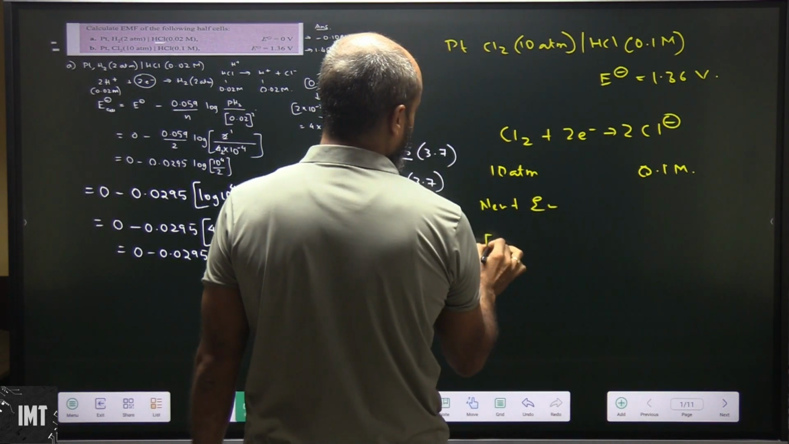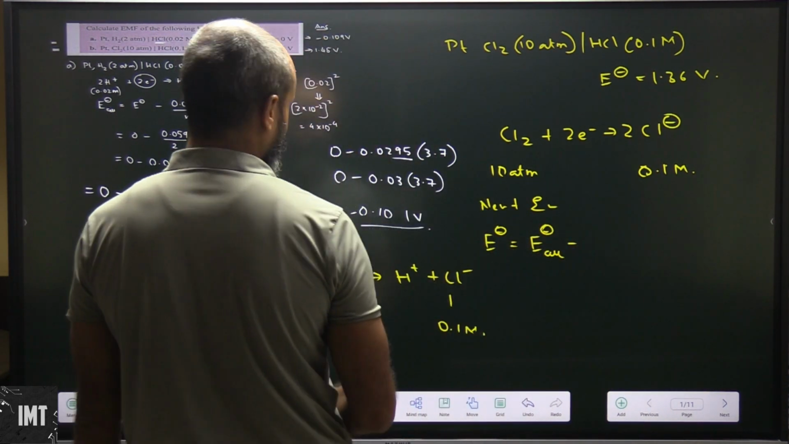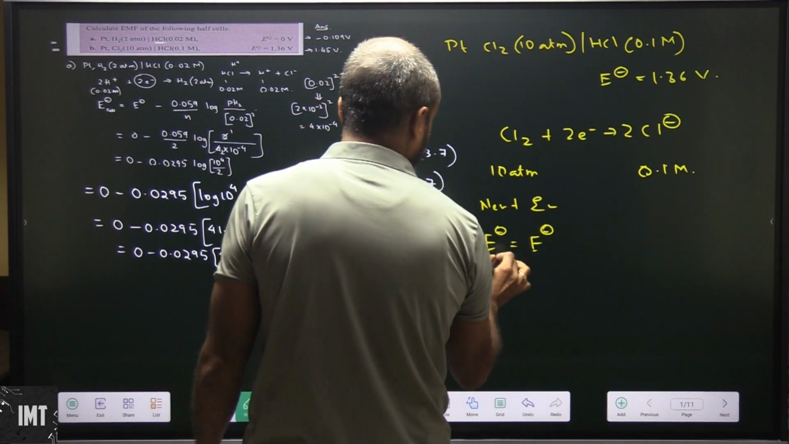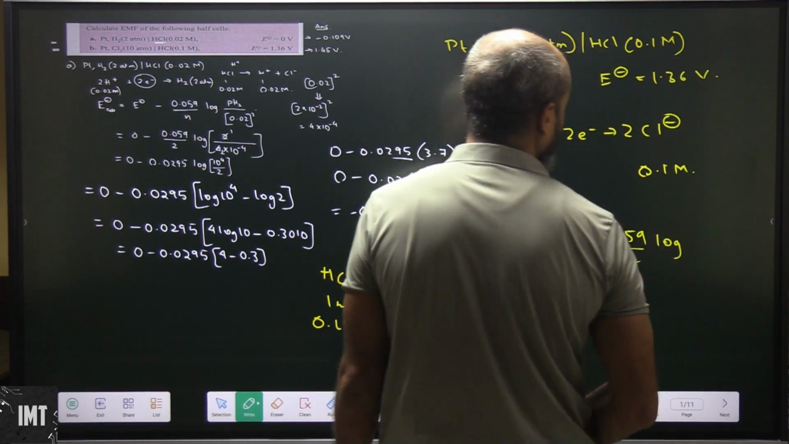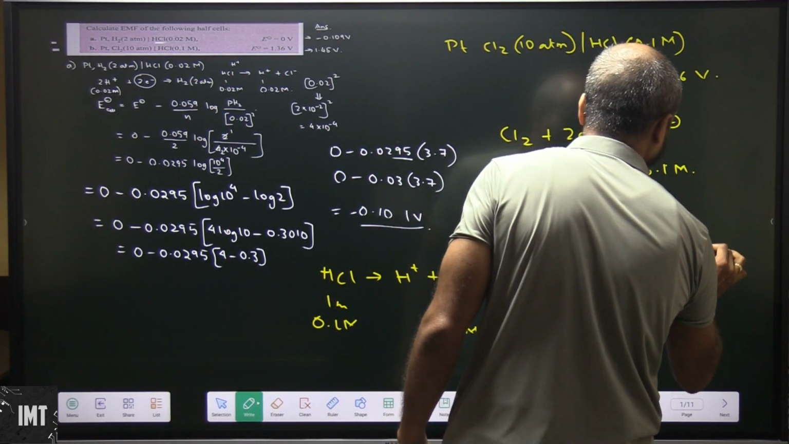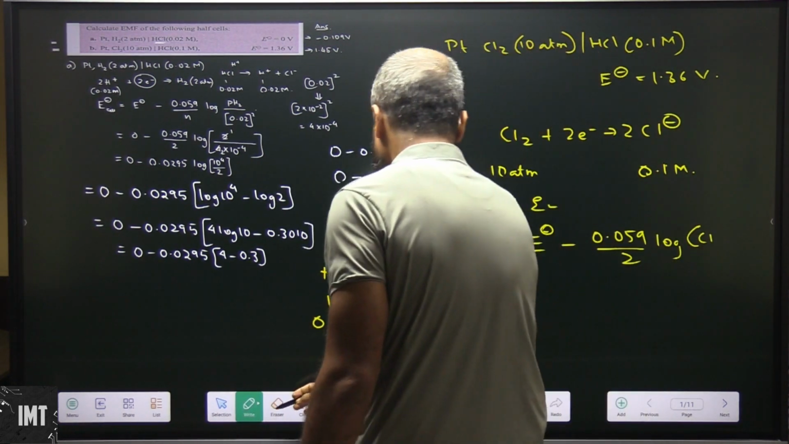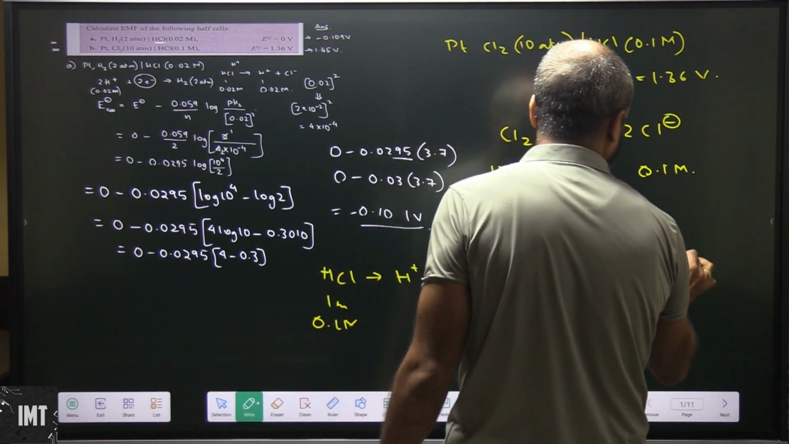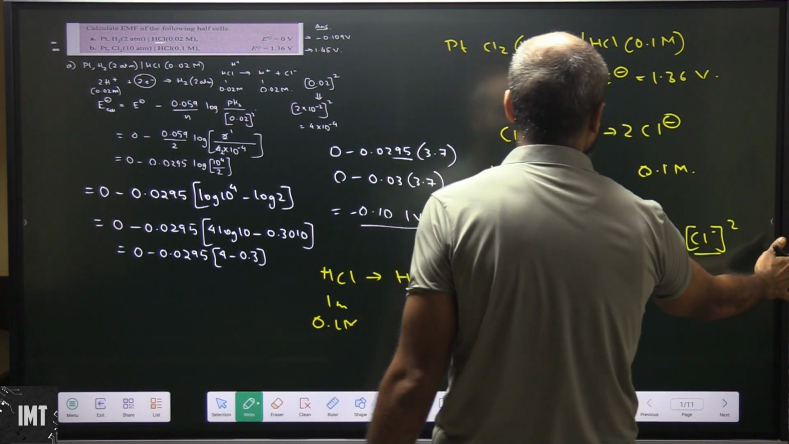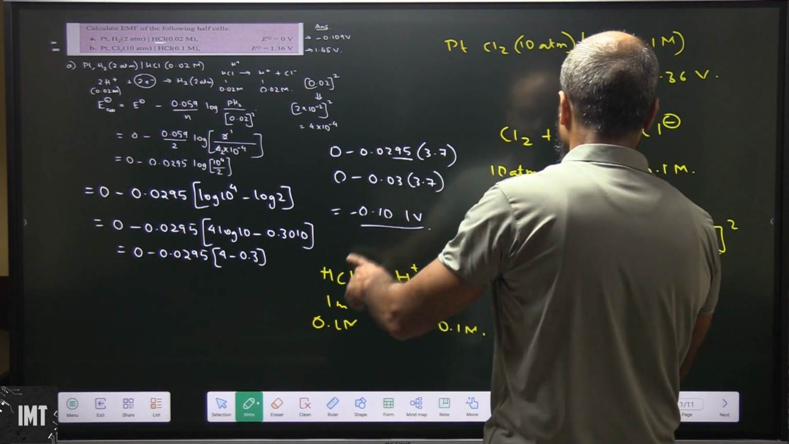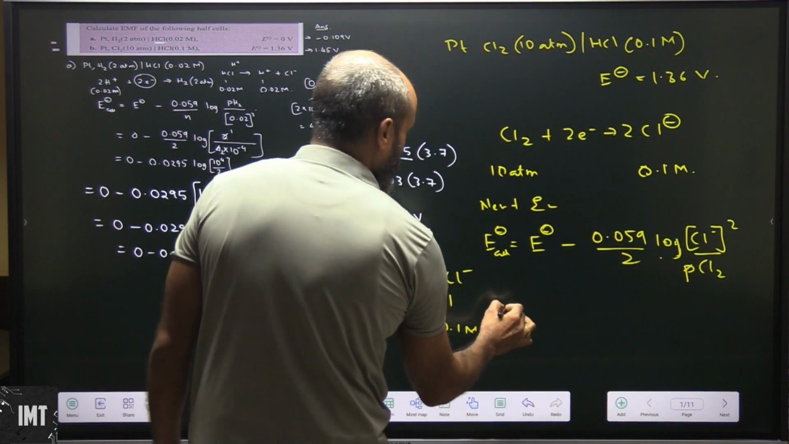the EMF of the cell will be standard EMF minus 0.059 by 2 log of, I am so sorry, here it will be Cl minus concentration raised to 2 upon the pressure of Cl2, because here Cl2 exists as a gas. So here we have how much?